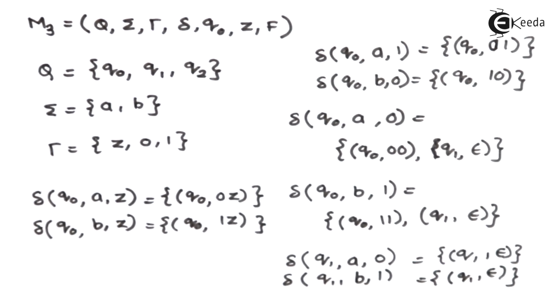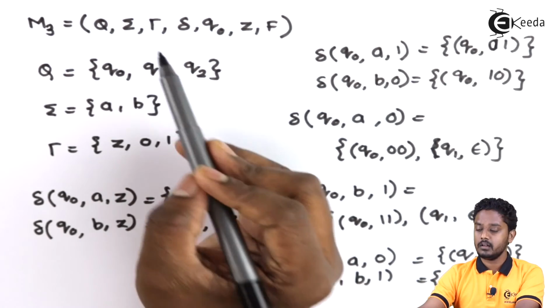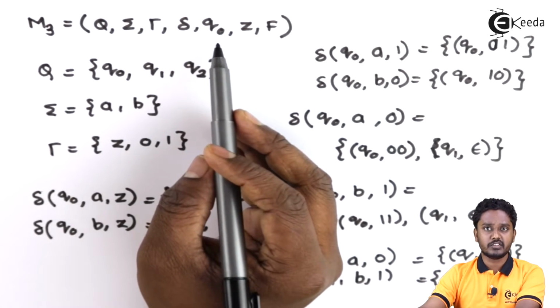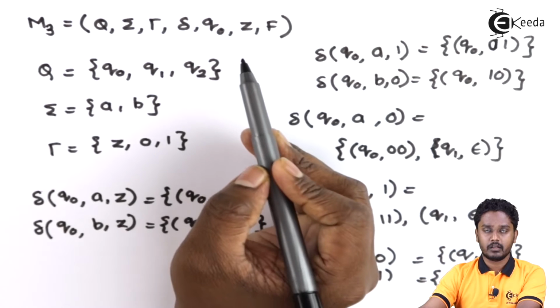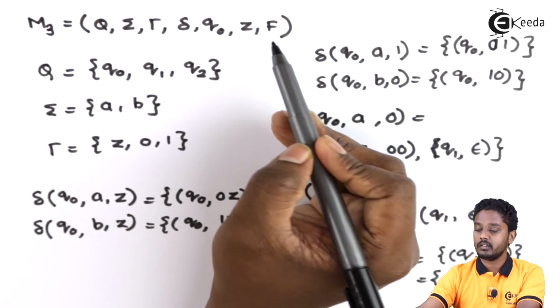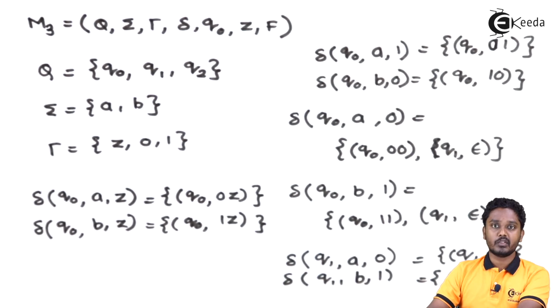With this, we have written all the transitions. We have discussed Q, sigma, tau, delta. Q0 is the initial state. Z is the one which we are using over here as the base of the stack. F is the final state. Over here, we have Q2 as the final state.